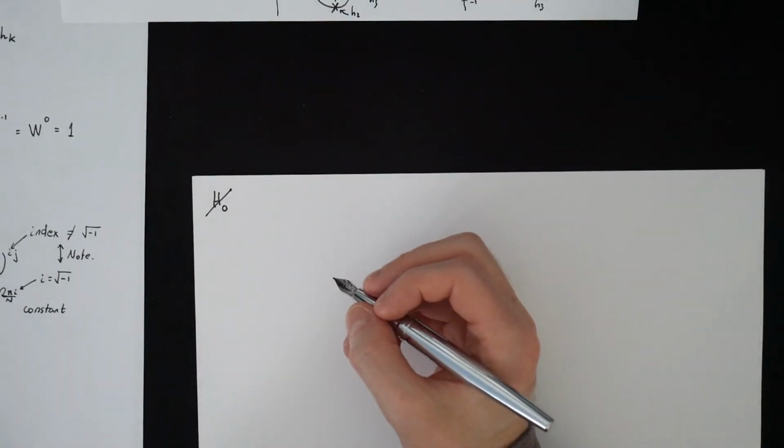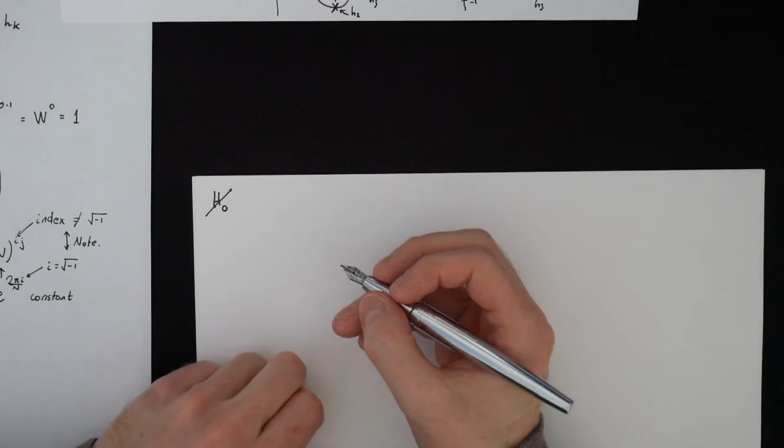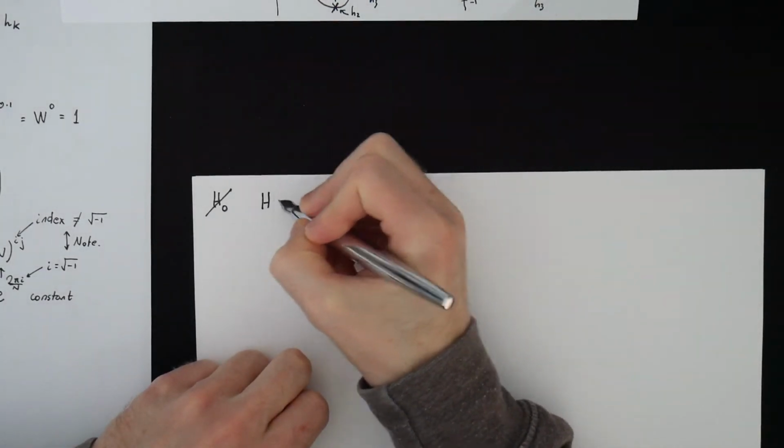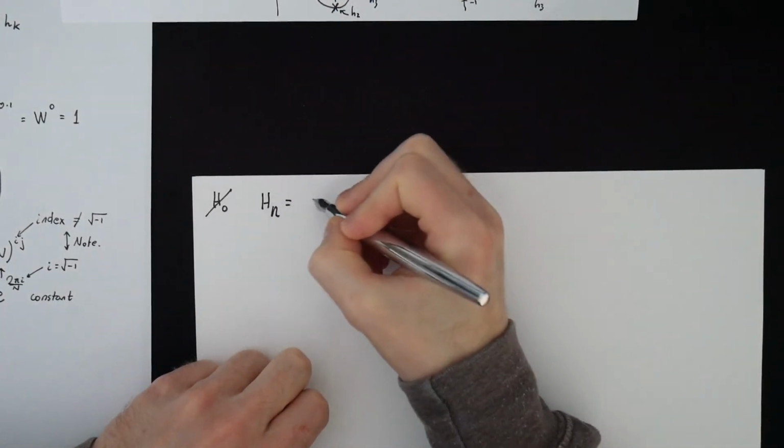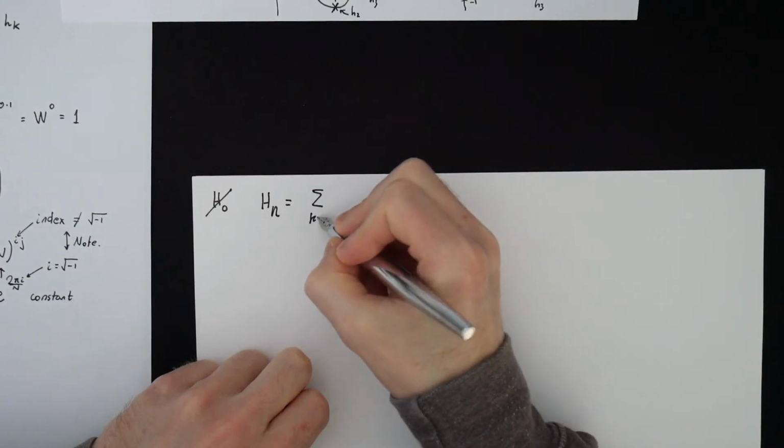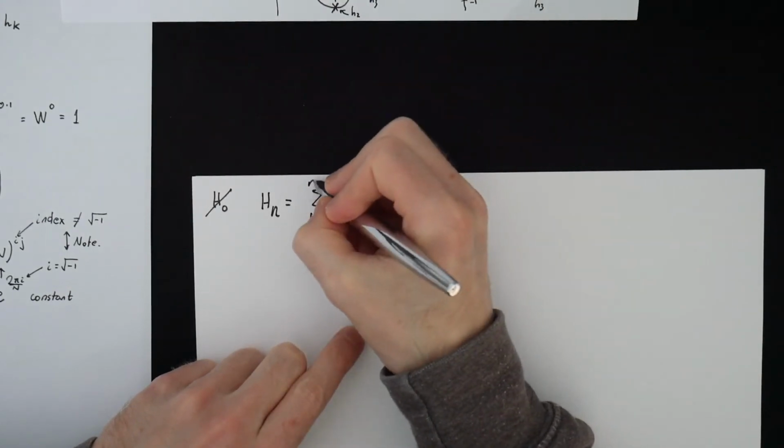Right, yes, so H_n equals the sum over k equals 0 to n minus 1.